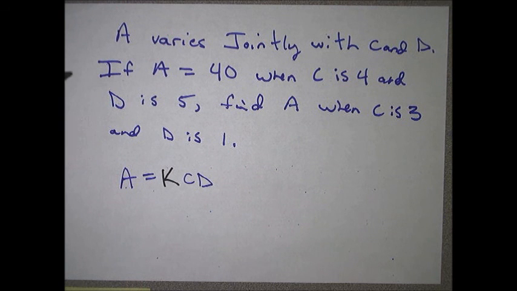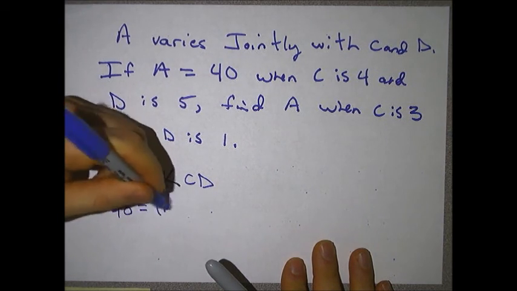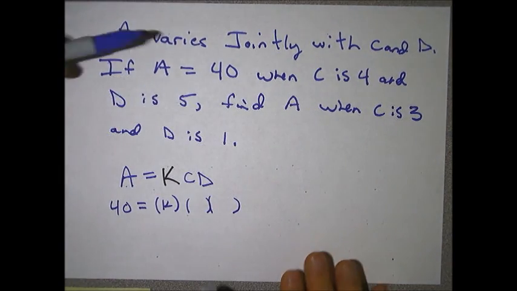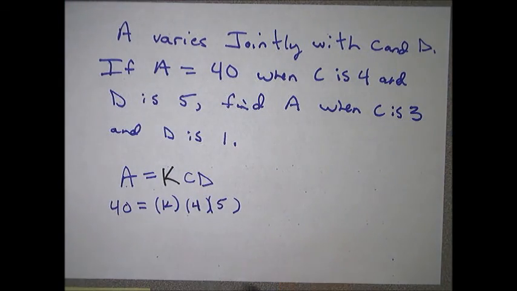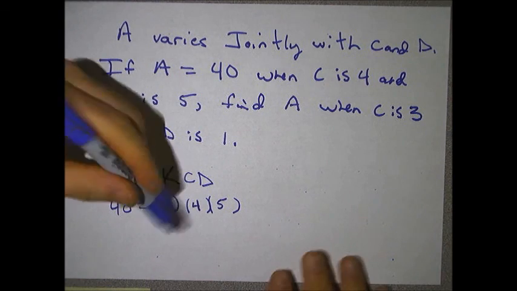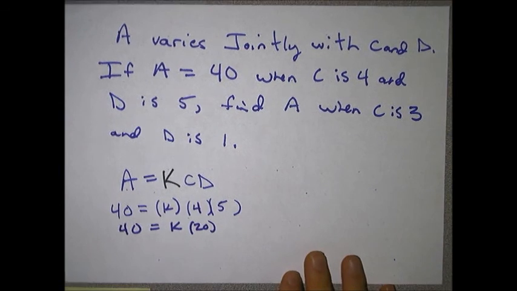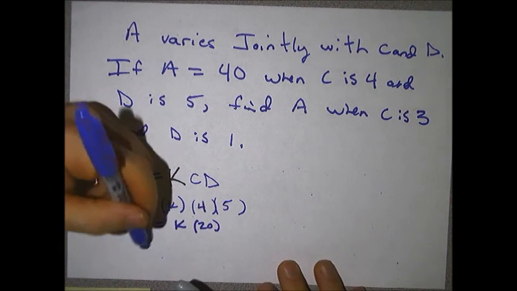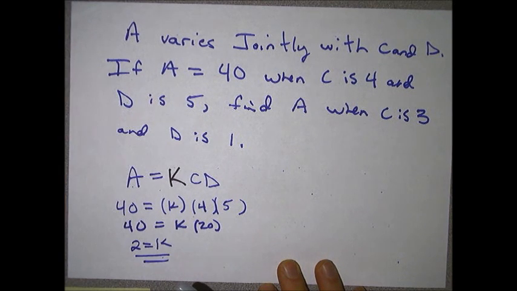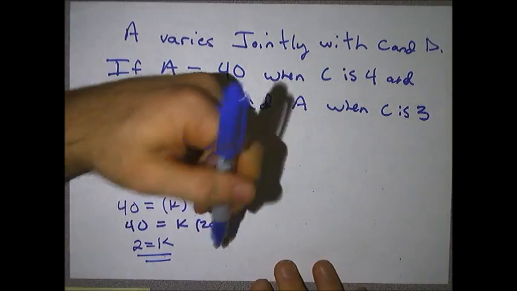Step 2, we want to solve for the letter k. So I say, how do I do that? If a is 40, when k, c, d, c is 4 and d is 5. So 4 times 5 is 20. So 40 is equal to k times 20. If I want to solve this for k, I would divide both sides by 20, giving me k being equal to 2.